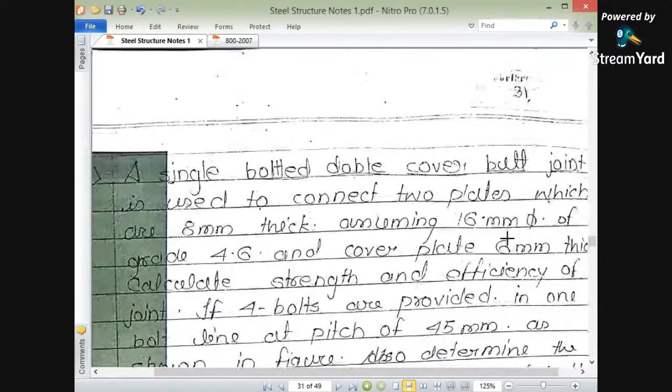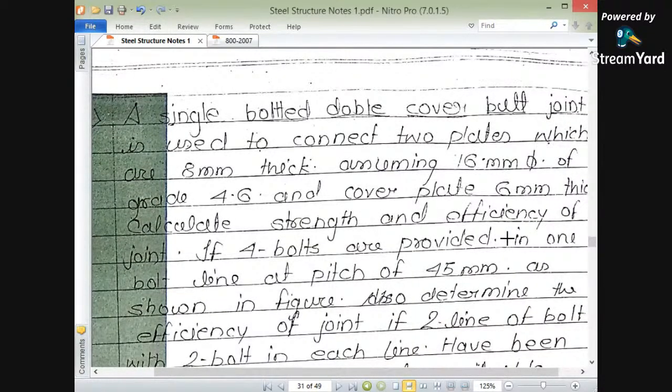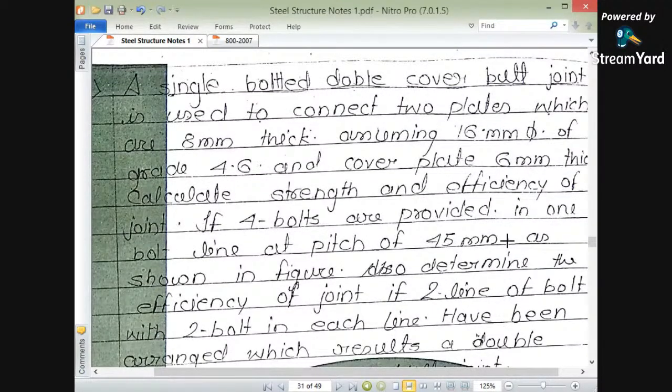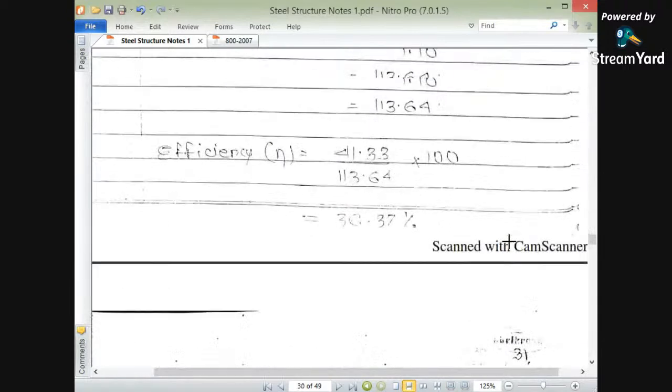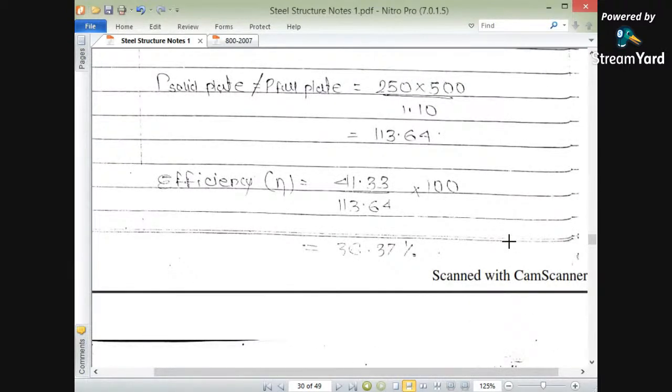So in this way, we can find out the efficiency of bolt, and also the strength of bolts. In today's lecture, we have calculated the strength of bolt as well as the efficiency. The important concept here is the efficiency. How to find out the efficiency? Efficiency is the strength of plate or strength of bolt divided by the strength of solid plate, multiplied by 100. With the help of this we can find out the efficiency of the plates.